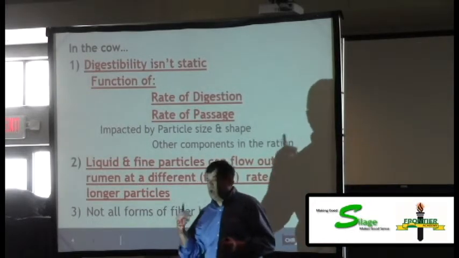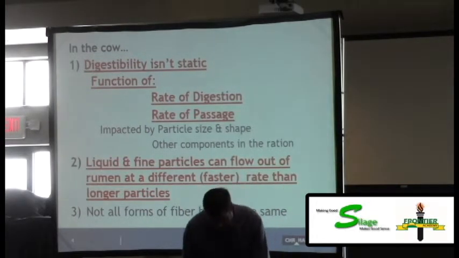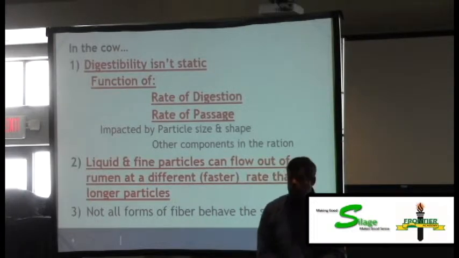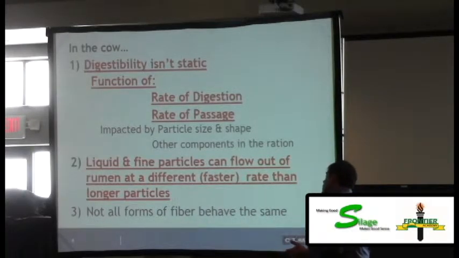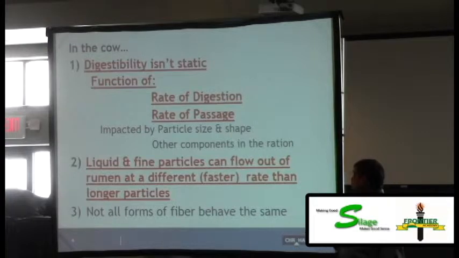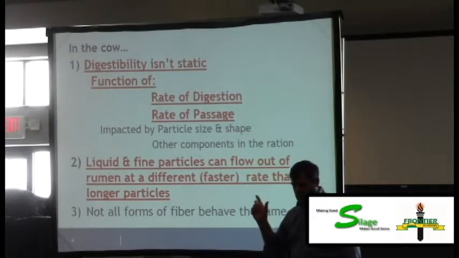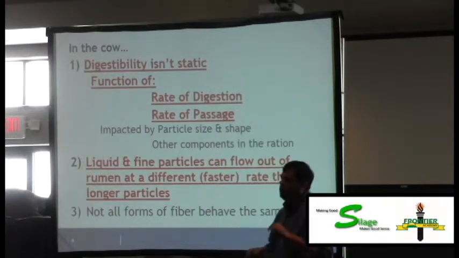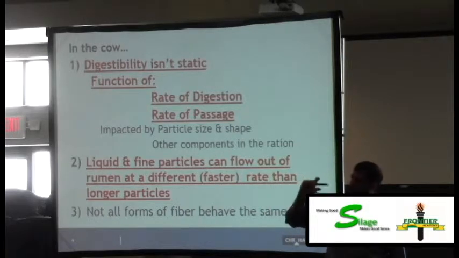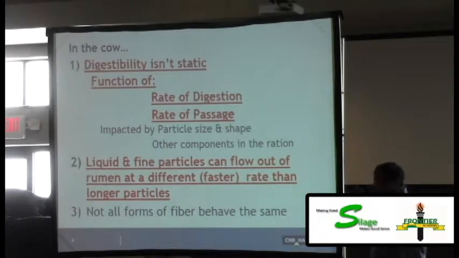It's not static. When you send your forage sample in, you get a 30-hour NDF digestibility or a 48-hour NDF digestibility. You get one number back. You get a 7-hour starch digestibility. You get one number back. Well, that one number really only reflects what happened in that analysis as it was getting run. It doesn't necessarily reflect directly what happens in that cow.